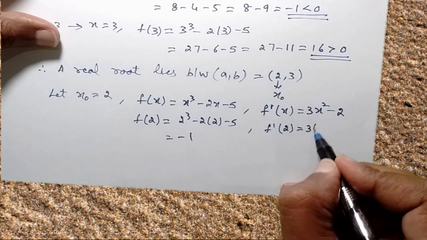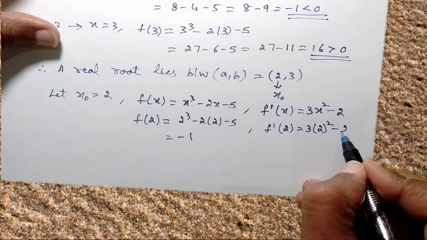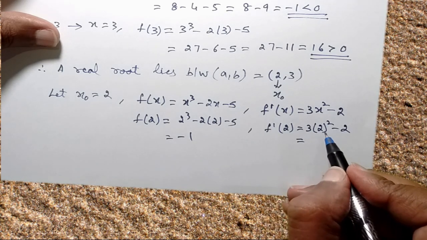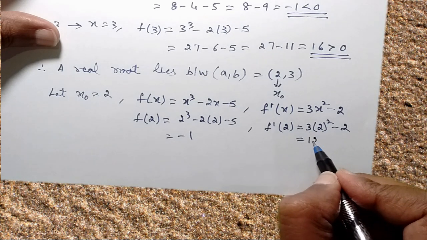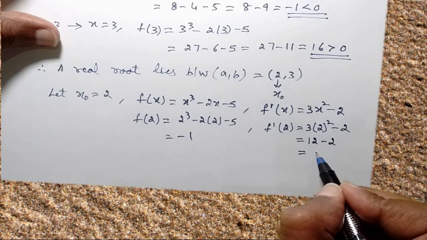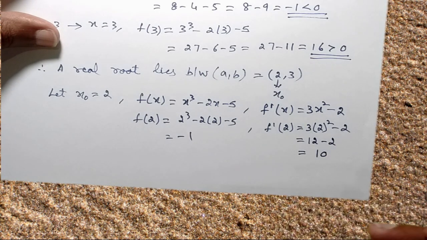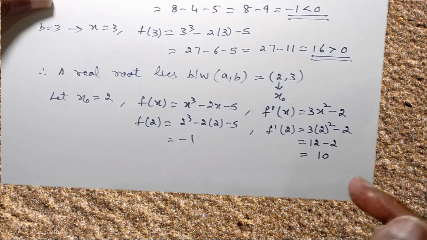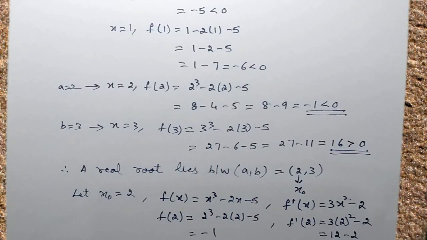So it becomes 3 times of 2 square minus of 2. So 2 square is 4. 4 times of 3 will be 12 minus 2. So 12 minus of 2 will be 10. So I've got these two values. We'll try to plug in back there in the given Newton-Raphson formula.